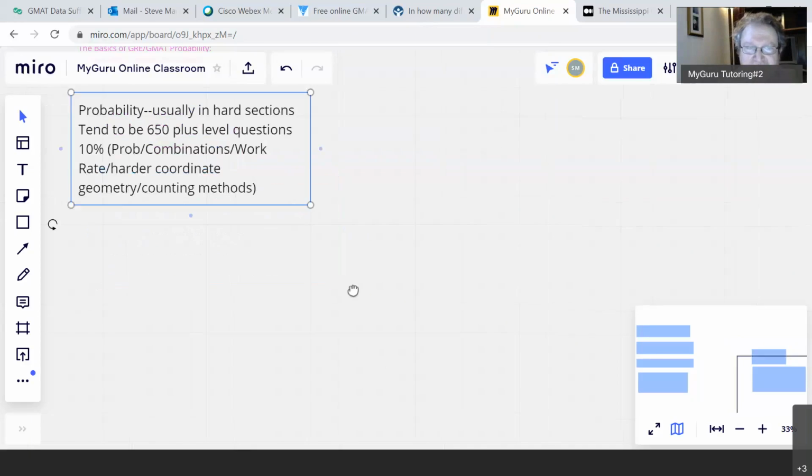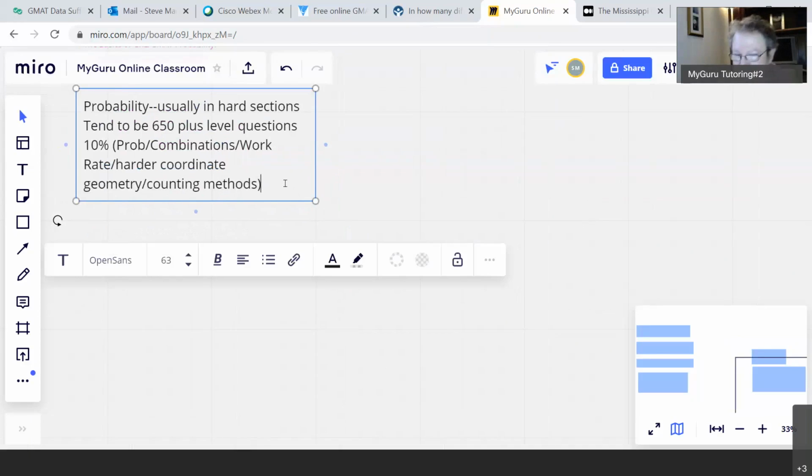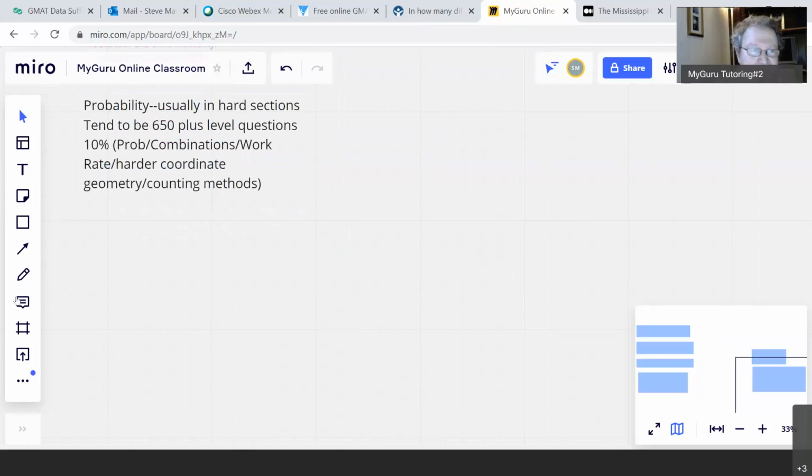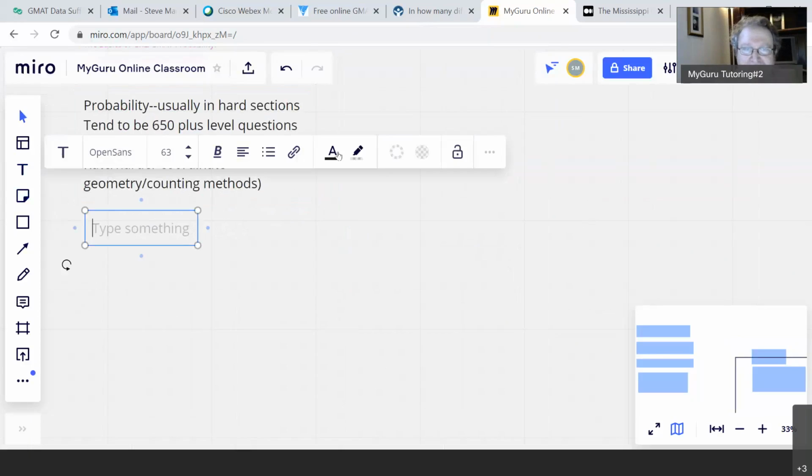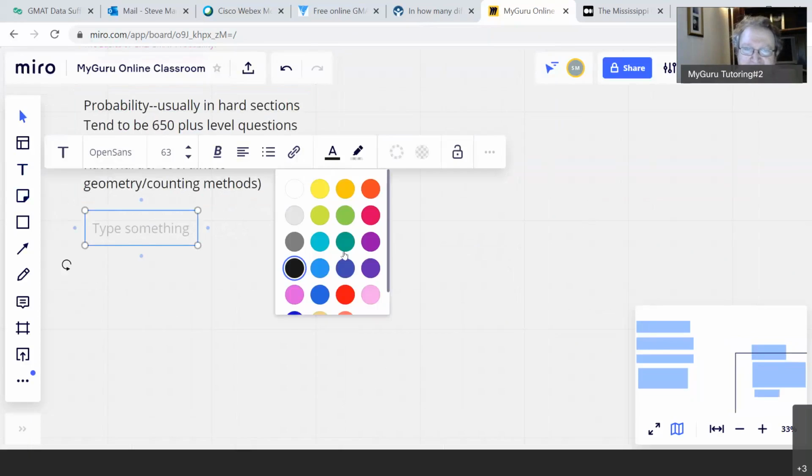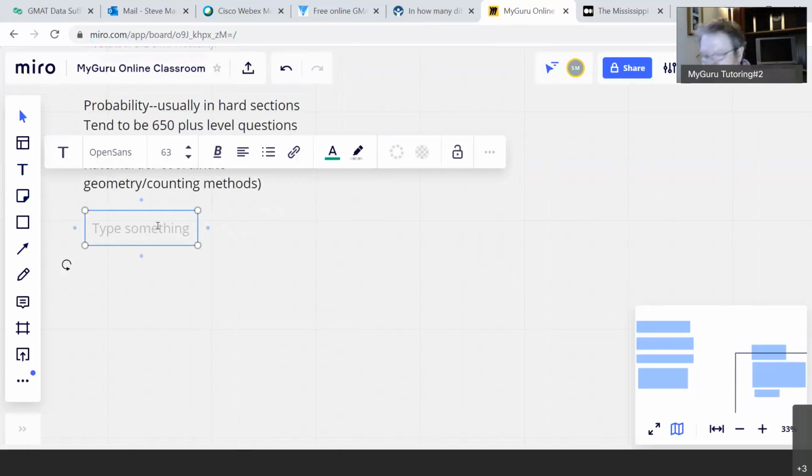So that said, let's take a look at what probability actually entails. When we talk about probability, I'll ask you guys, what's the definition? What do we actually mean by it?